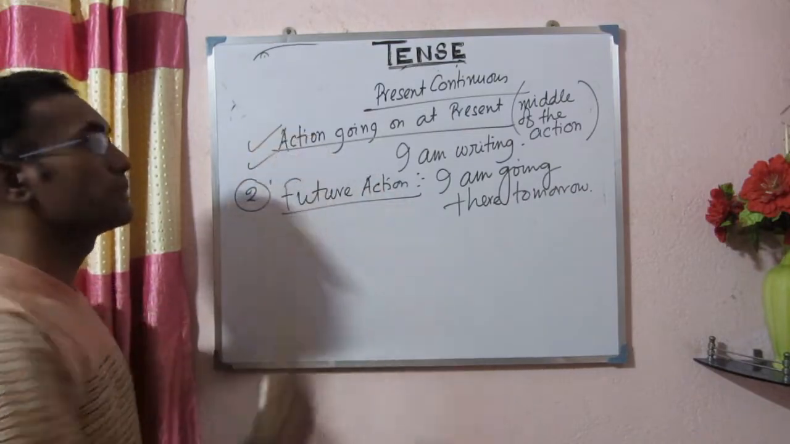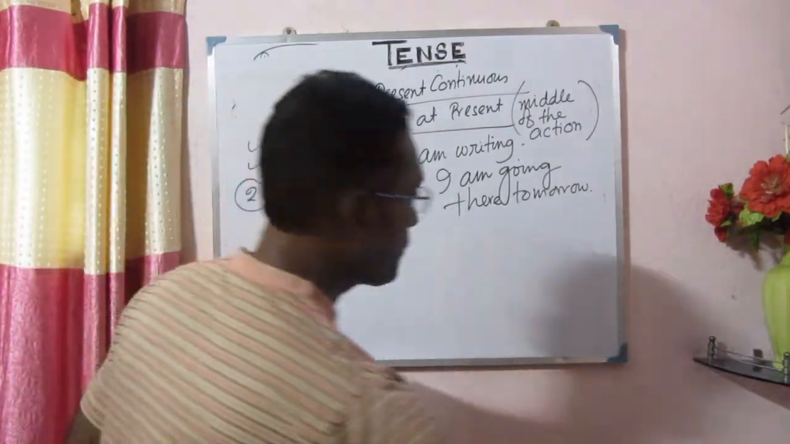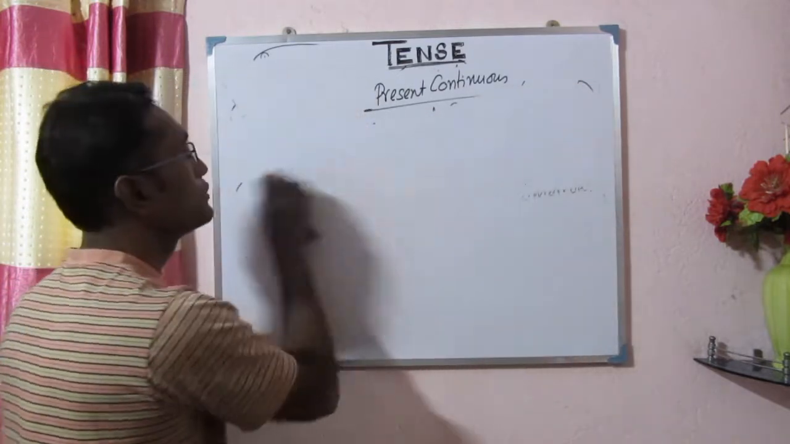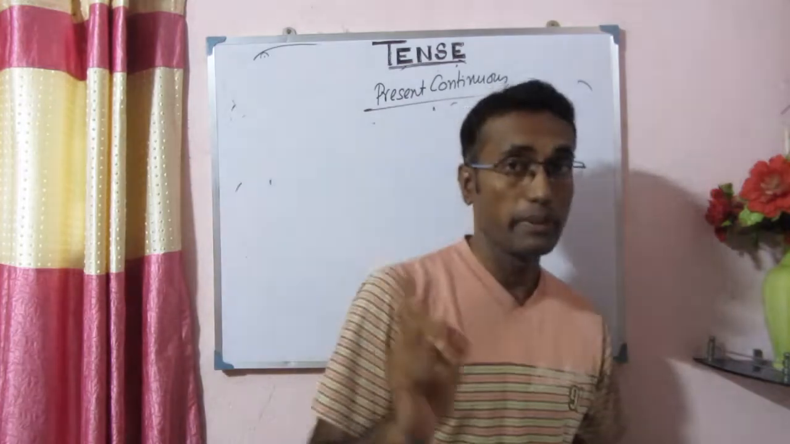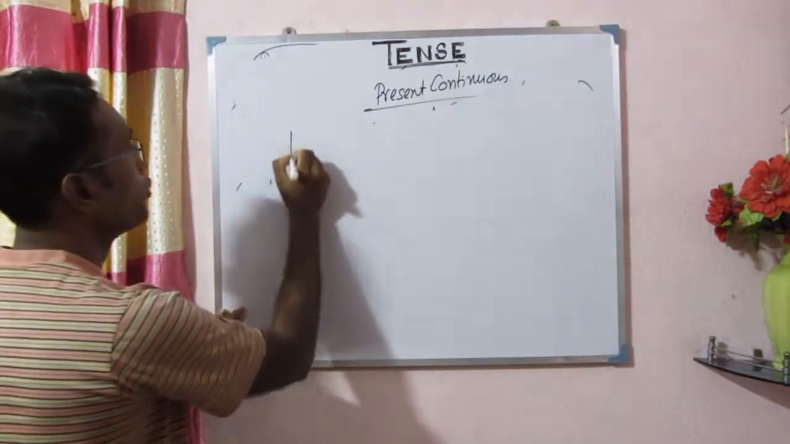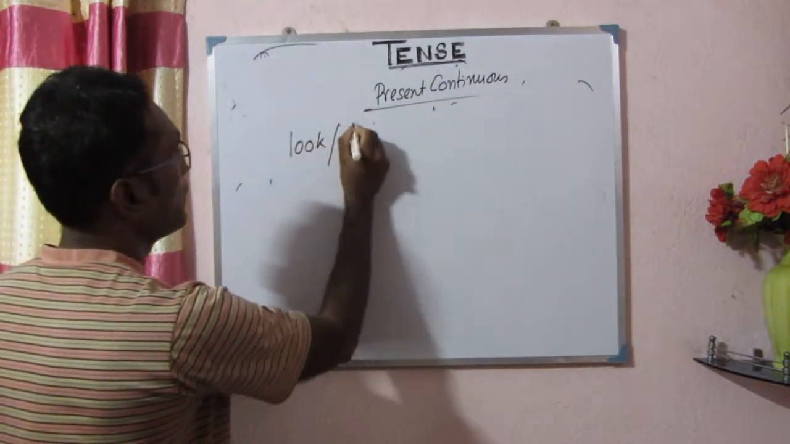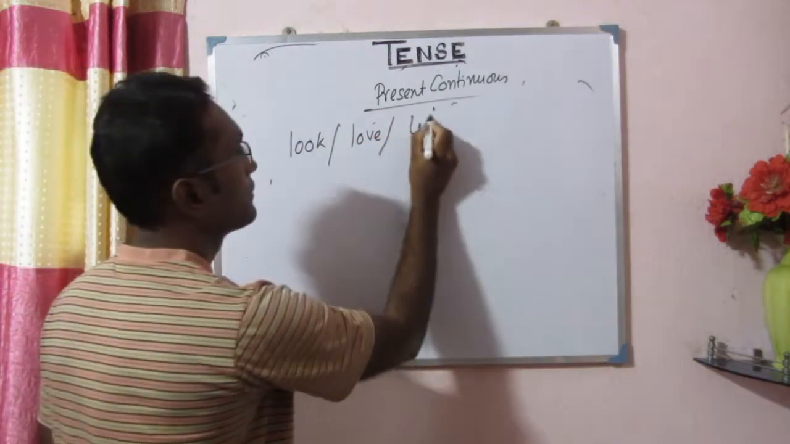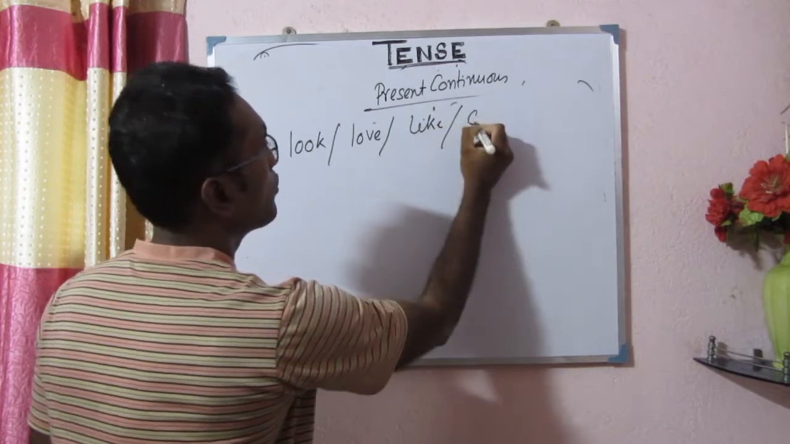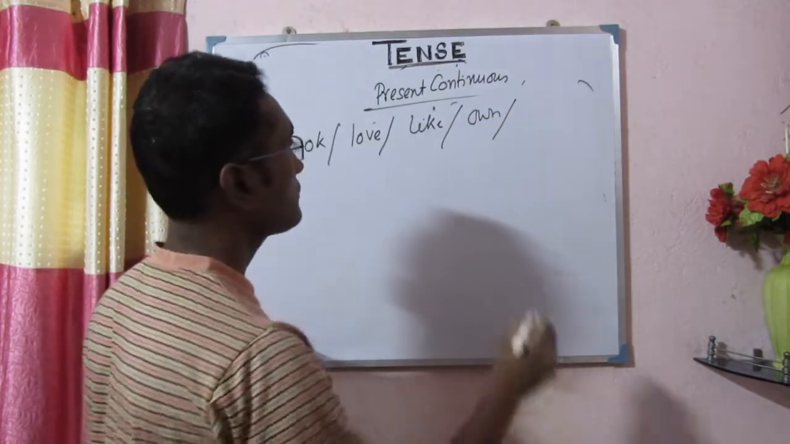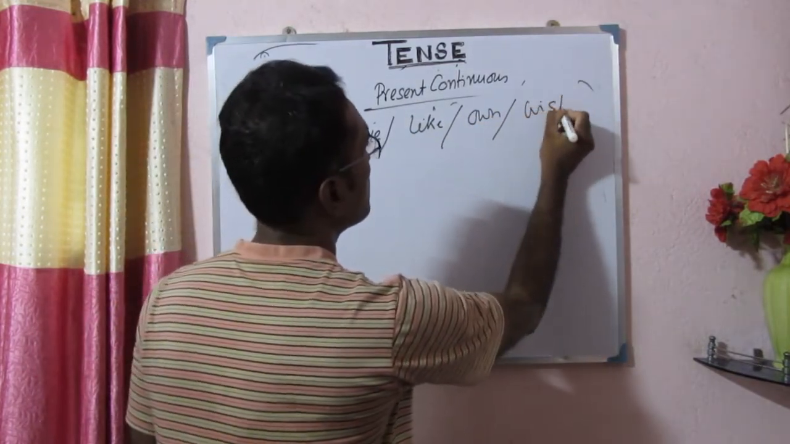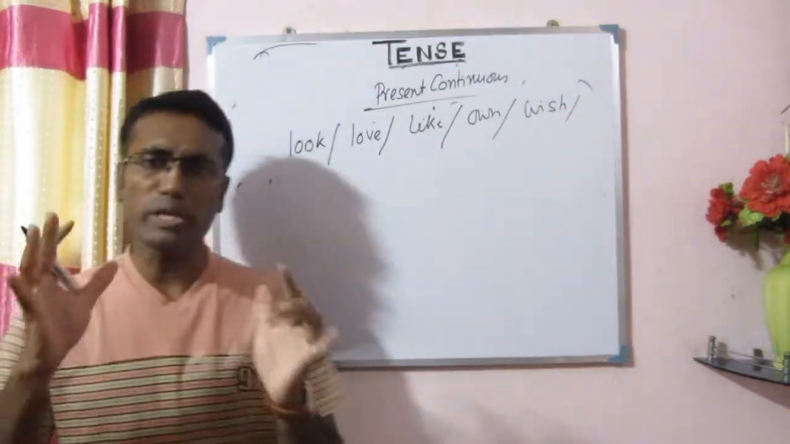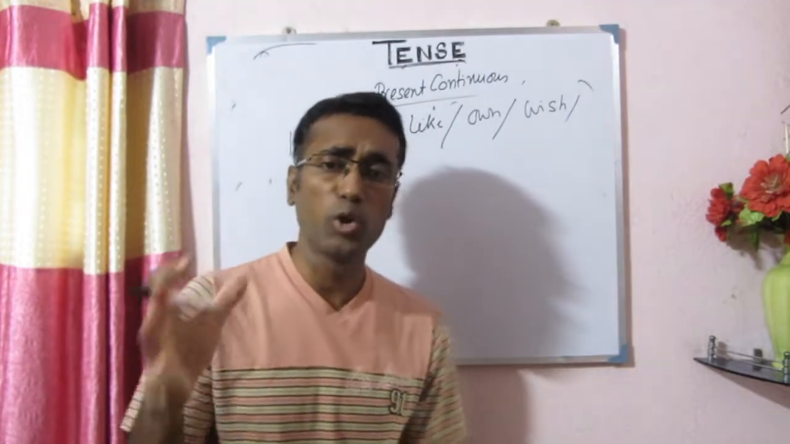Two ways we use present continuous tense. And one point you have to remember: some words or some verbs are not used with ing. So always remember that, okay? Which are they? Look, love, like, own, wish. Okay, look, love, like, own, wish. So always remember this. These are very important. Think, know.